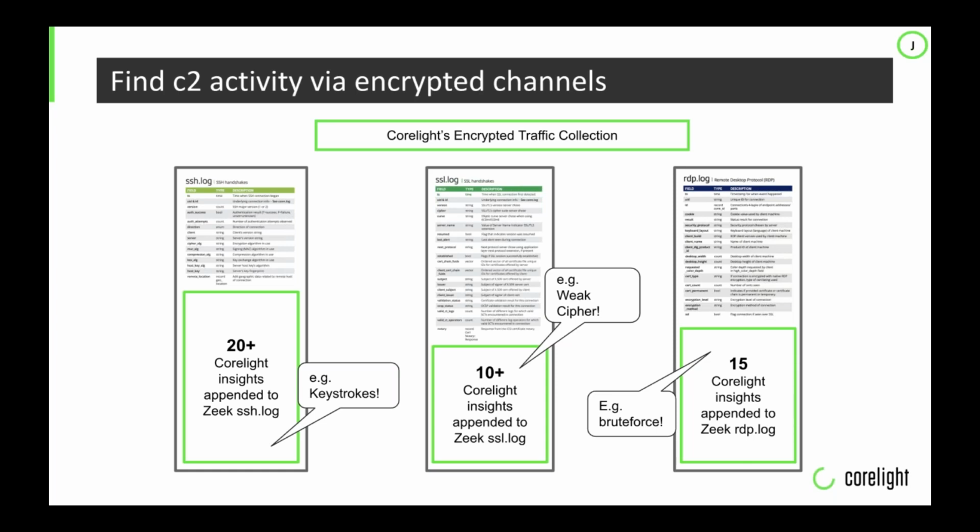SSL, we can tell you and automatically flag, this is a weak cipher. This is an outdated cipher that they're using, and we can put that information directly in the SSL log. RDP, we can tell you that we believe brute forcing is occurring on authentication with that RDP log. Again, an example of an enrichment you're only going to get with Corelight as part of our encrypted traffic collection.